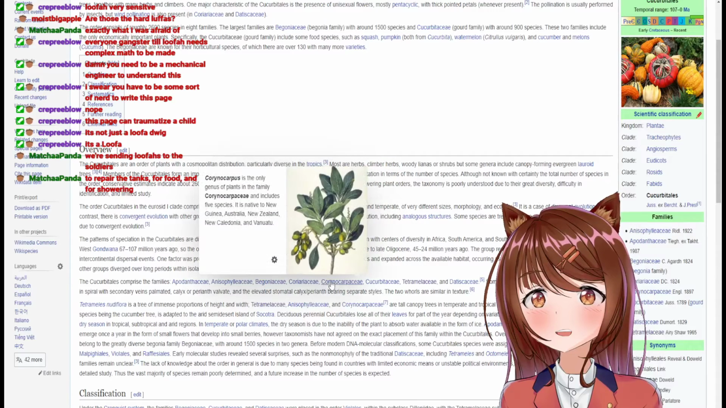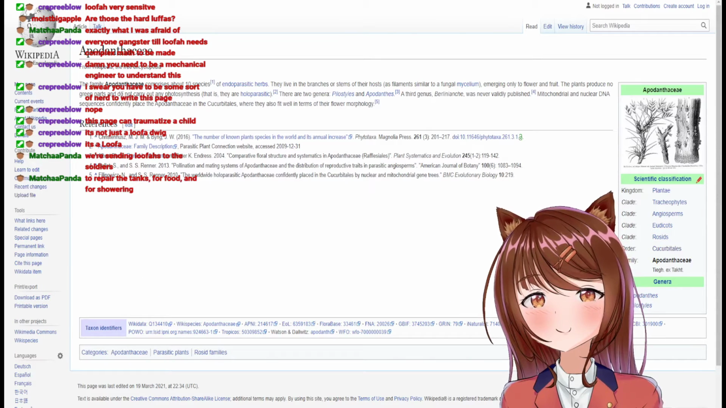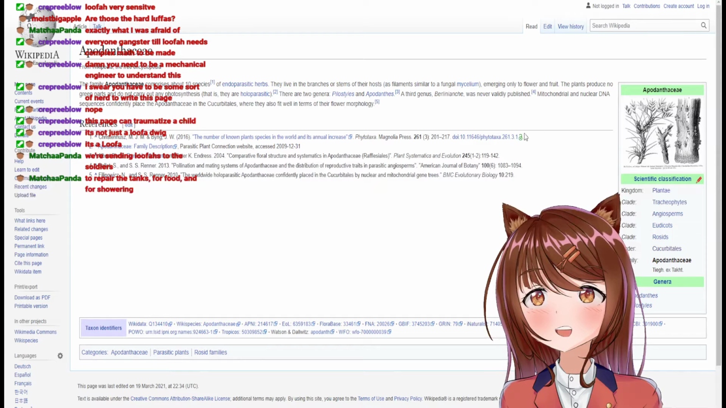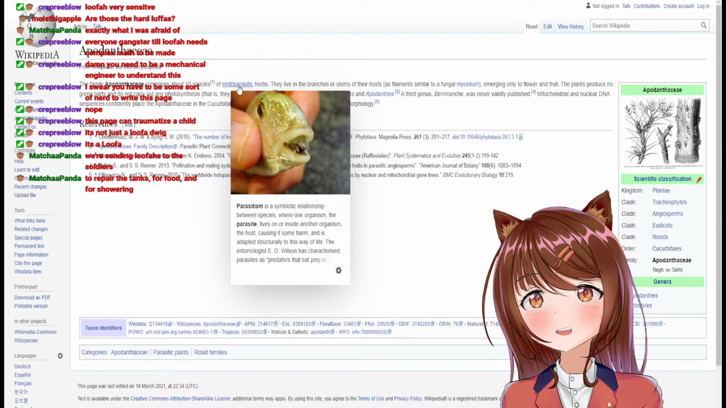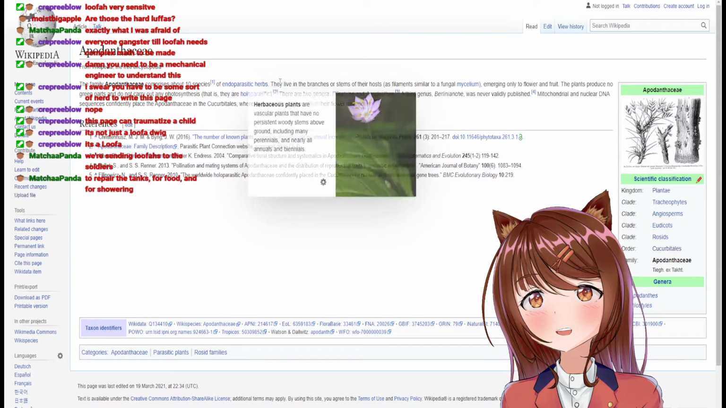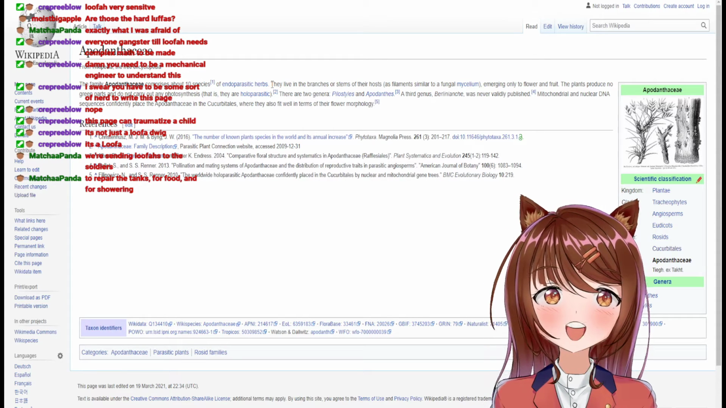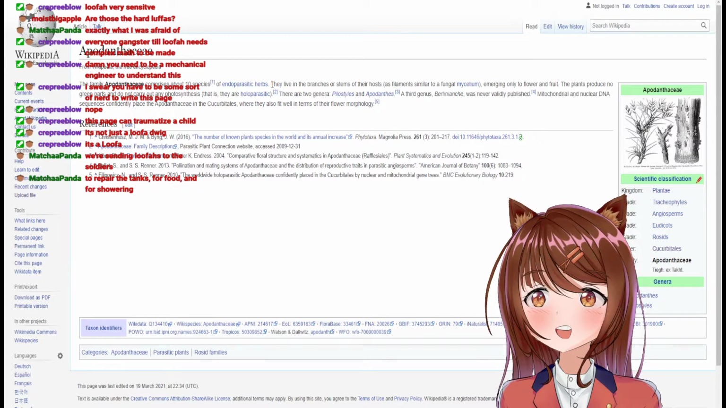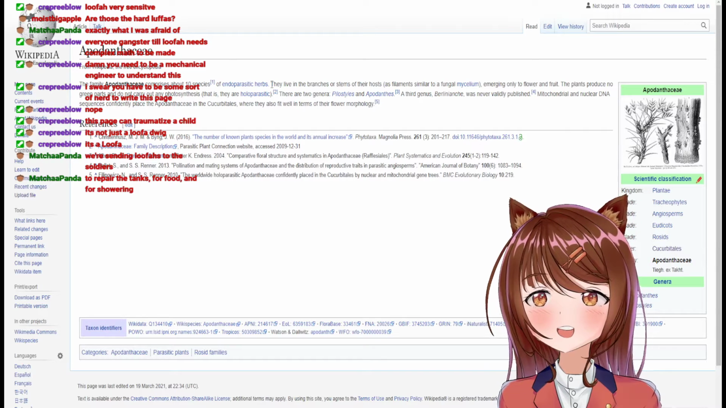Okay. What about this one? Apodanthaceae. Only has 10 species of endoparasitic herbs. What the... okay. Oh, these are like the vines you see on trees that suck the life out of trees. Nice. Life-sucking plants. Nice. This is Leech Seed, guys. We're gonna learn how to move Leech Seed.